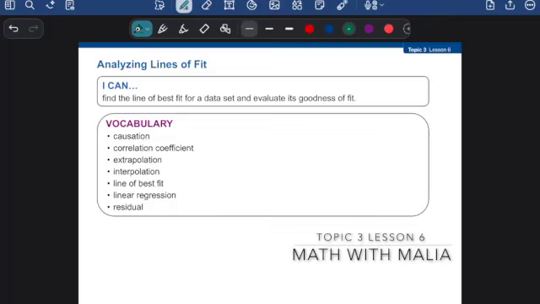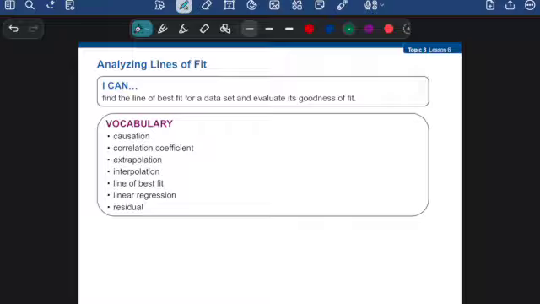Today we're doing Savvas enVision Algebra 1, Topic 3, Lesson 6, Analyzing Lines of Fit. After this lesson, you will be able to find the line of best fit for a data set and evaluate its goodness of fit. We've got some new vocabulary words to use, and we will be using our graphing calculator, so make sure you have your graphing calculator.